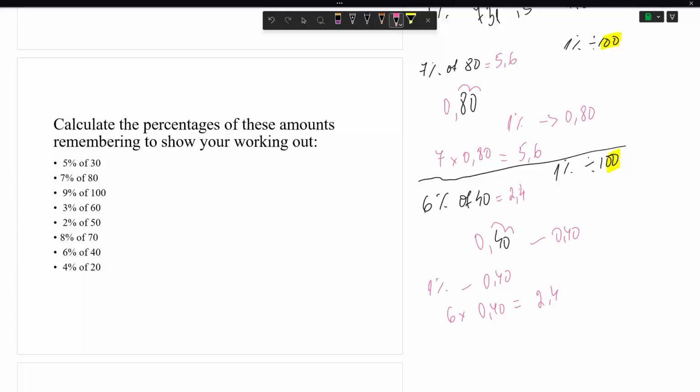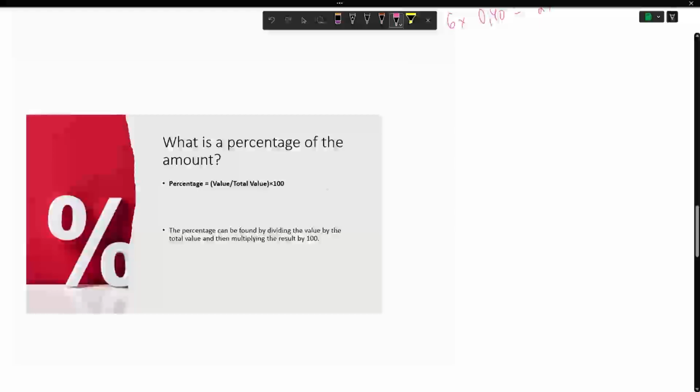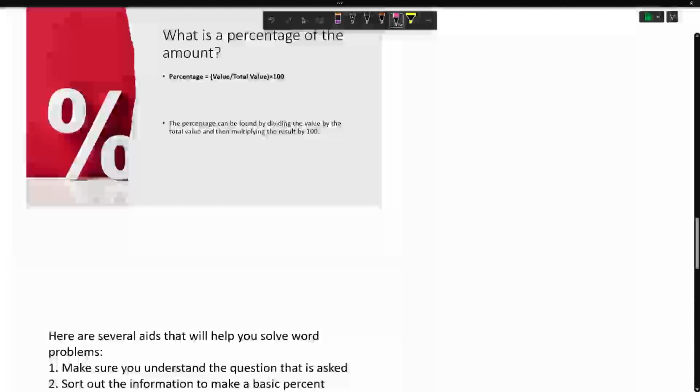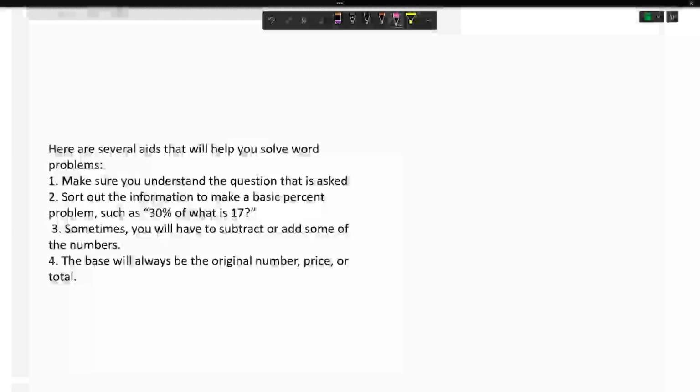This is one of the ways. Another way to find the percentage of the amount is to use this formula: value divided by total value, multiplied by 100. The most important thing when you need to solve word problems with percentages is to understand the question that is asked. The second is to sort out the information to make a basic percent problem. Sometimes you will have to subtract or add some of the numbers. And the last, the base will always be the original number, price or total.